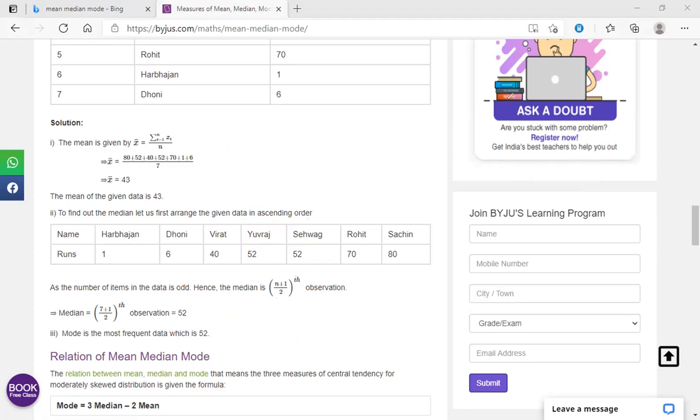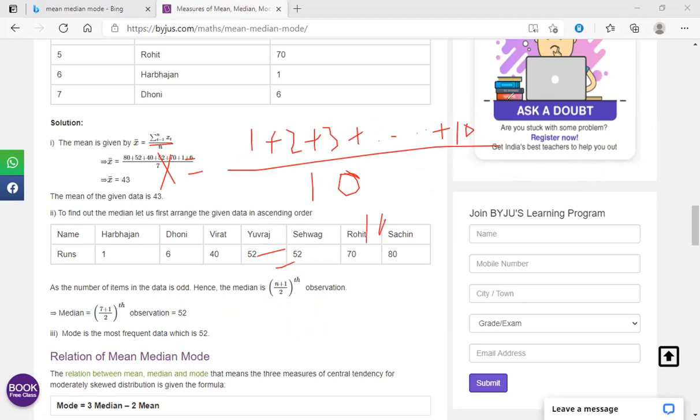How will we find the mean of 10 natural numbers? We will find the sum of numbers, that is 1 plus 2 plus 3 and so on, plus 10, divided by 10. So this will be the mean of 10 natural numbers. We find 10 into 11 by 2, divided by 10. It becomes 5.5. So the mean will be 5.5. And how to find the median and mode?